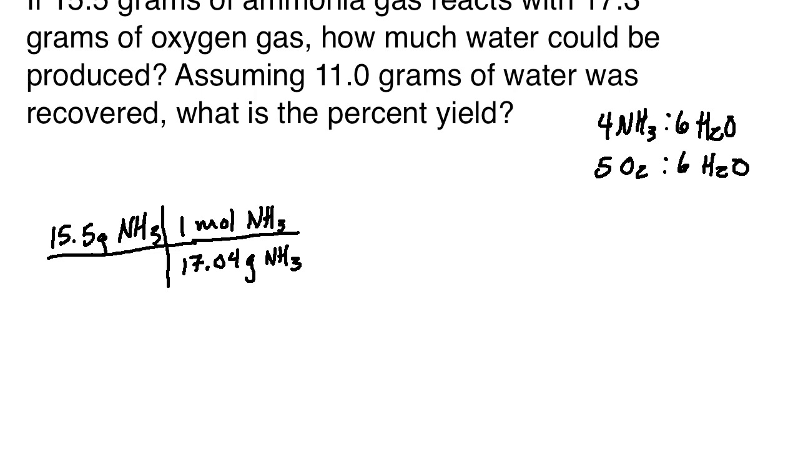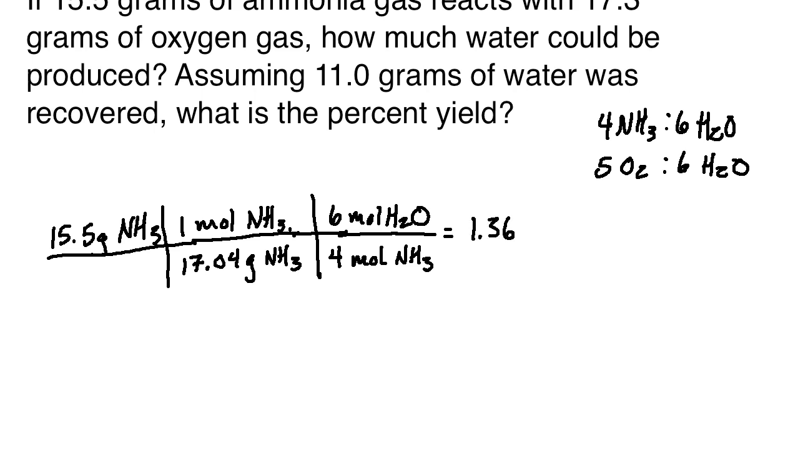And then I need my molar multipliers here, the ratios from the equation. I keep in mind that I want to get rid of the moles of ammonia, and that was 4 based on the equation. And then the water was 6, so I had 6 moles of H2O. I run through that, and if I solve the entire set, it should be 1.36 moles of water. That would be what I would expect for the ammonia gas.